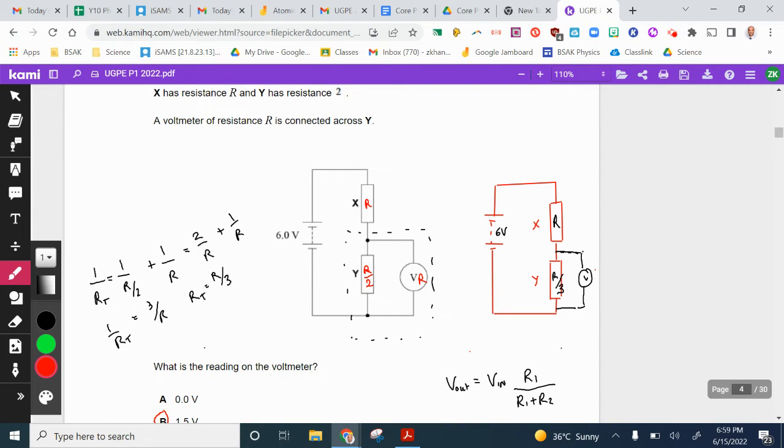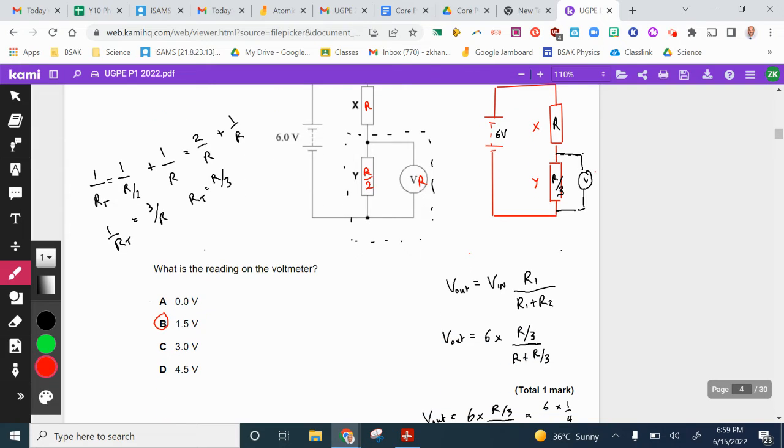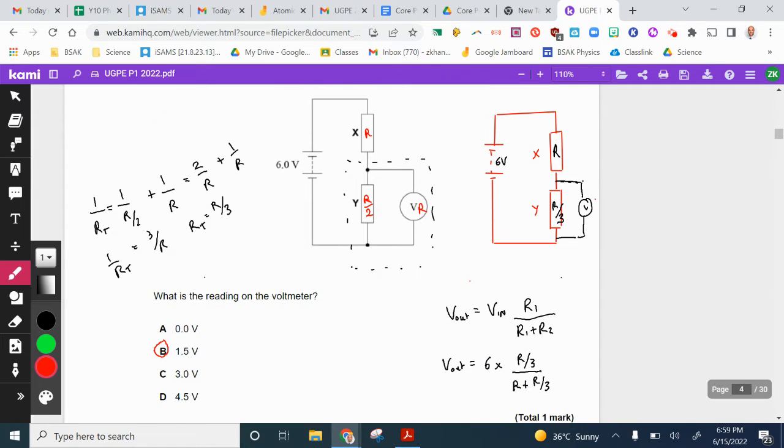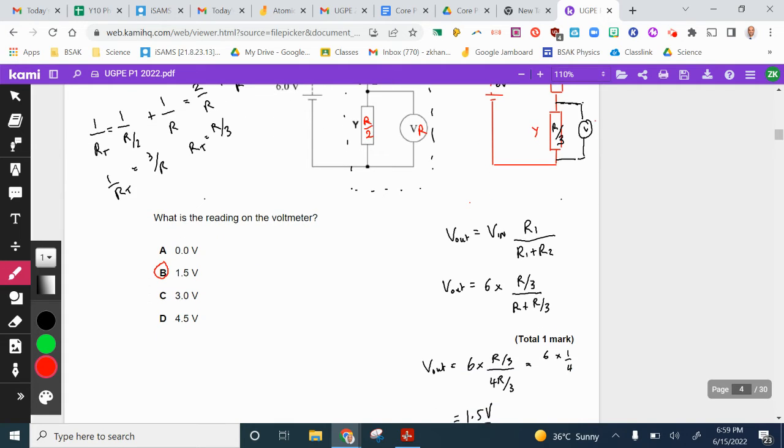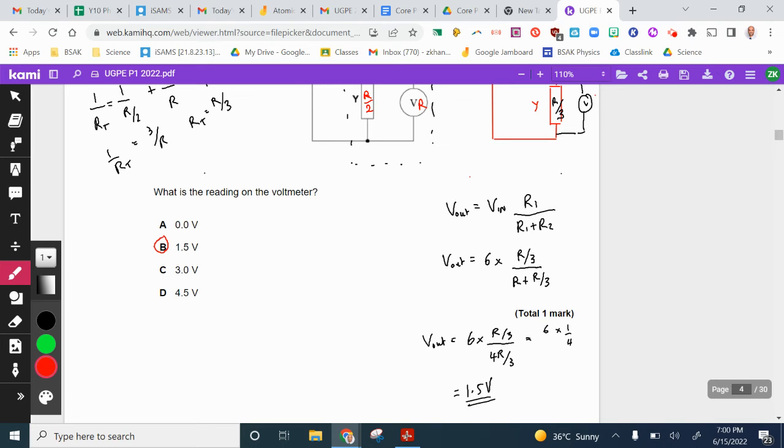V out is V in times R2 over R1 plus R2. 6 is the input voltage. We're looking for the voltage across Y, which is the resistance R over 3. The total resistance is the resistance R plus the resistance R over 3. We get R over 3 divided by 4R over 3. They cancel out, and what we get is 6 times a quarter, which is 1.5 volts.